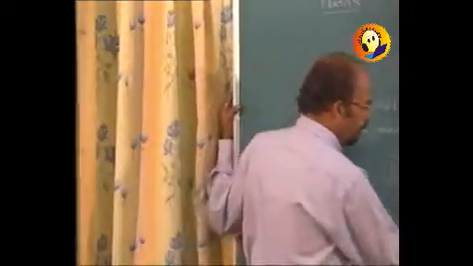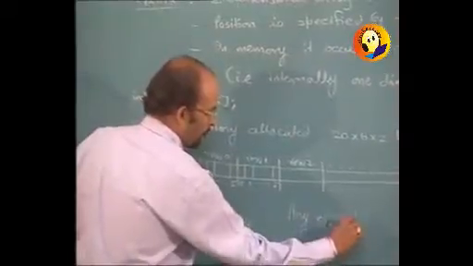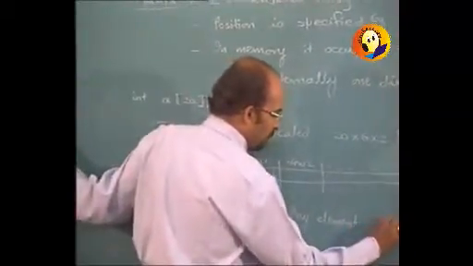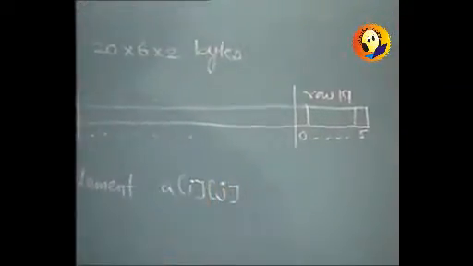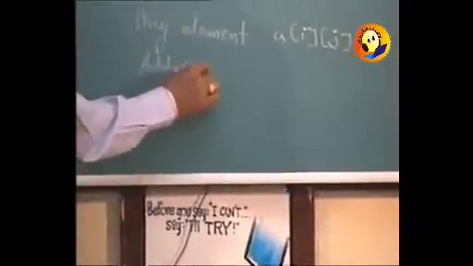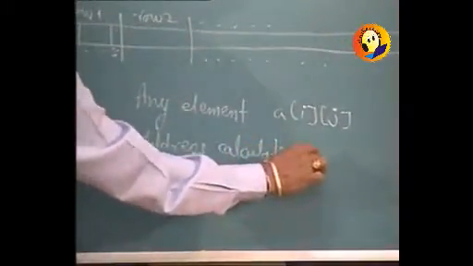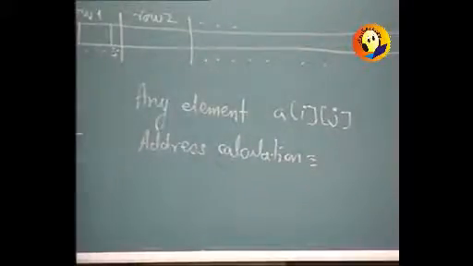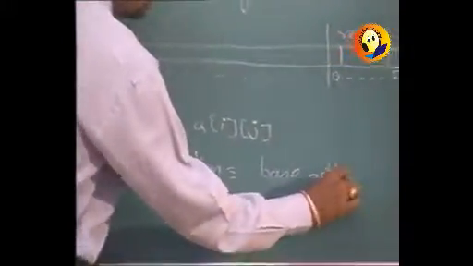For any element Aij, that is the row number I, column number j element, for address calculation you will have to calculate the offset. It will always be treated as base address, that is the start address, plus offset.